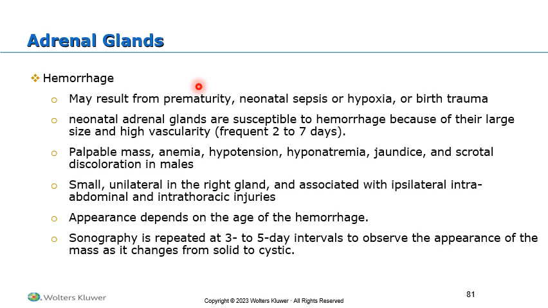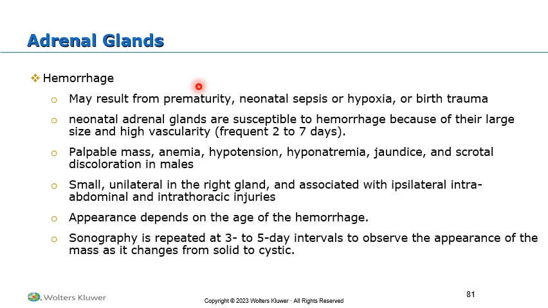If there is a hemorrhage, sometimes if it's a large hemorrhage, you're going to see that palpable mass. The baby could demonstrate anemia or a dropping hematocrit. They can have hypotension, even go into hypotensive shock. They may demonstrate hyponatremia or low sodium levels, jaundice, and in males, they can even see scrotal discoloration because the blood that is exiting from the adrenal may actually go and collect in the scrotal sac.